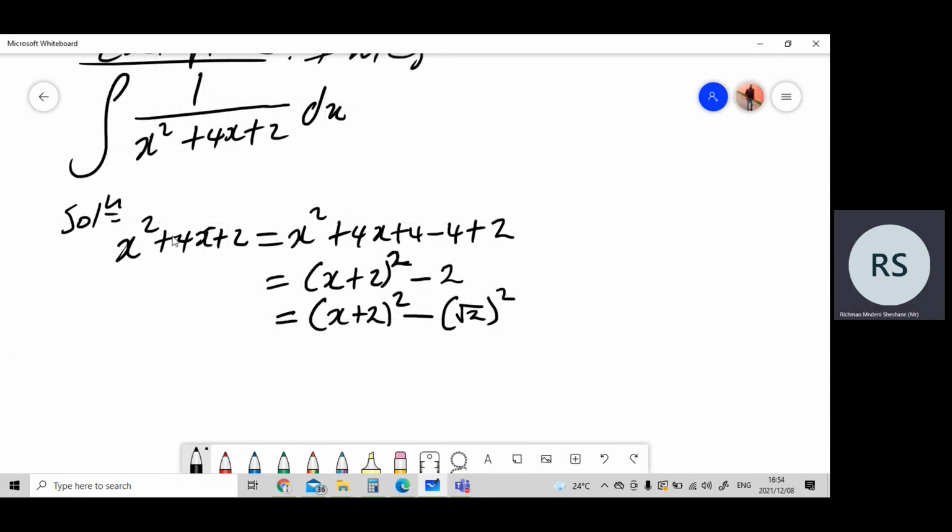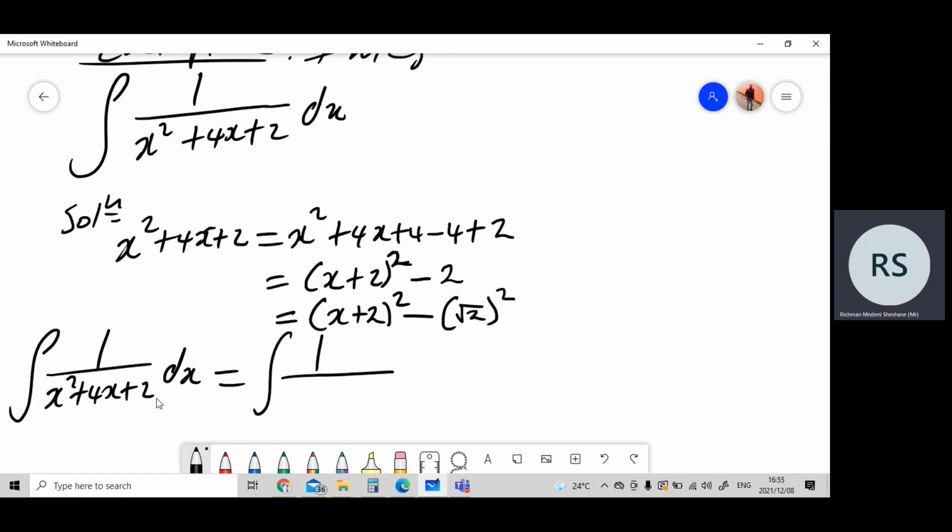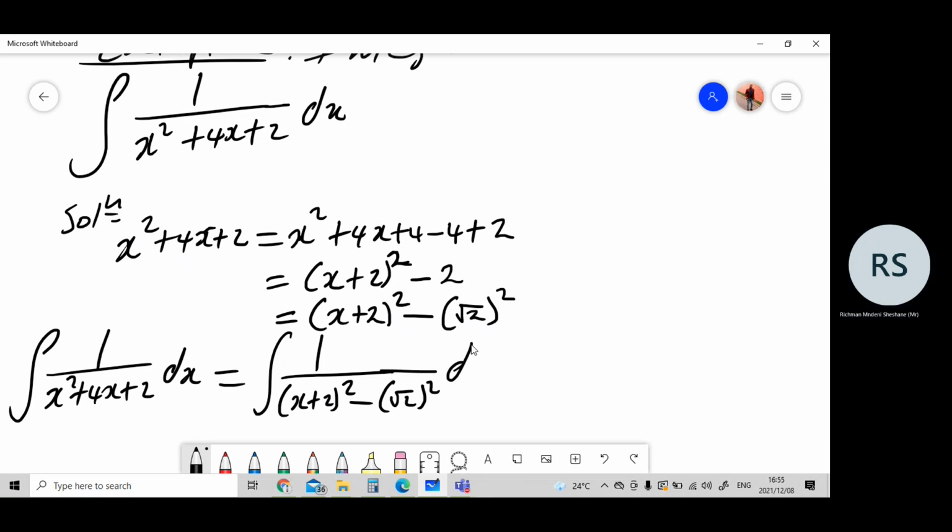So now we'll be able to integrate this. The integral of 1 over x squared plus 4x plus 2 with respect to x, dx, is going to be the integral of 1, and write this expression in terms of after you complete the square. So this will become x plus 2 squared minus square root of 2 squared, dx.